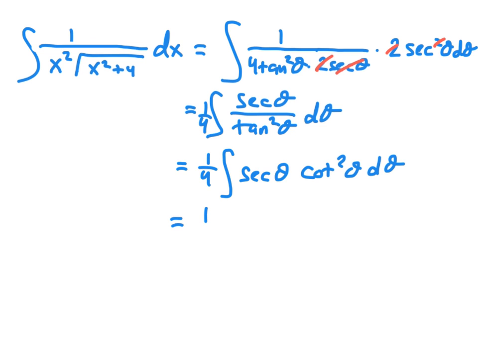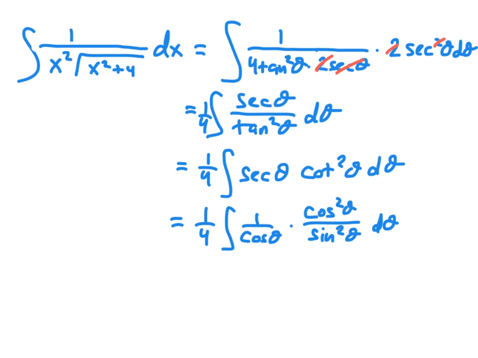At this point, we can convert everything in terms of sines and cosines. So secant theta will be 1 over cosine theta, and cotangent squared theta will be cosine squared theta over sine squared theta. And we have a little bit of a cancellation here with the cosine theta. So what we're left with is the cosine of theta, a single power of cosine, divided by sine squared of theta d theta. Now at this point, this integral is much more computable because we can use a simple substitution.